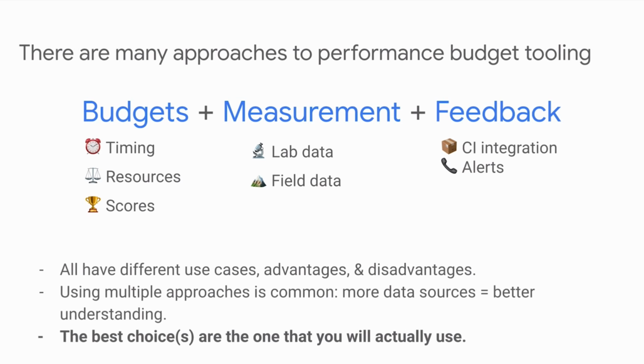Now, it's very important to mention that many of these different tools have different use cases, advantages, and disadvantages. There is no best approach to performance budgeting. The very best performance budget tool that you use is ultimately the one that you decide to use throughout your entire development workflow. What a lot of teams end up doing is they actually end up incorporating multiple approaches by looking at more than a single data source and even looking at more than a specific budget type. And this gives them a better idea of how well their site is performing along a few horizontals.